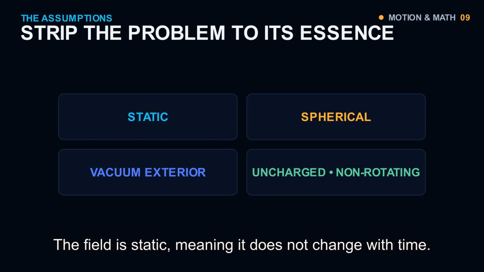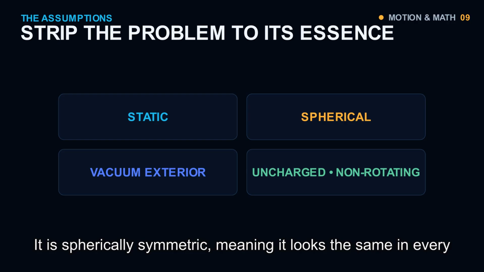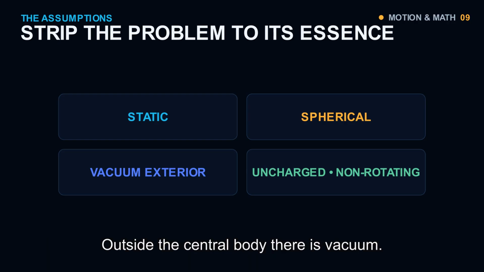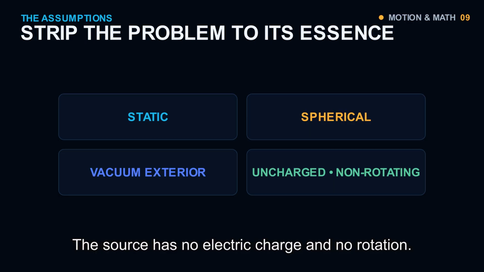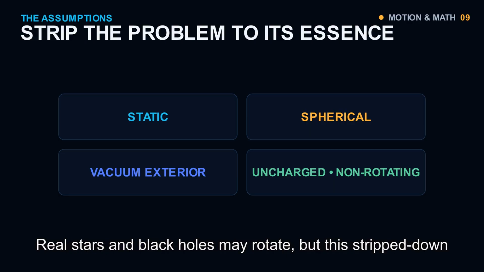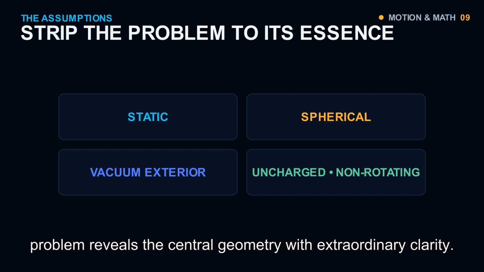The field is static, meaning it does not change with time. It is spherically symmetric, meaning it looks the same in every direction. Outside the central body there is vacuum. The source has no electric charge and no rotation. Real stars and black holes may rotate, but this stripped-down problem reveals the central geometry with extraordinary clarity.